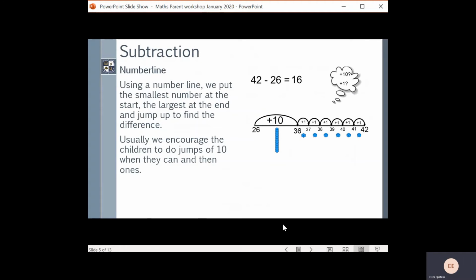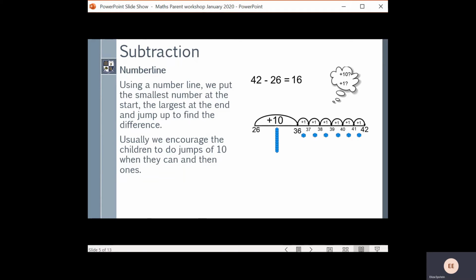Subtraction, we use a number line. We put the smallest number at the start for subtraction. I use that annoying hissing sound to help the children to remember those steps. Smallest number at the start for subtraction, biggest number at the end. I've taught this in the past whereby we imagine we're a bunny rabbit and we start at the hutch and we have to jump to the carrot.